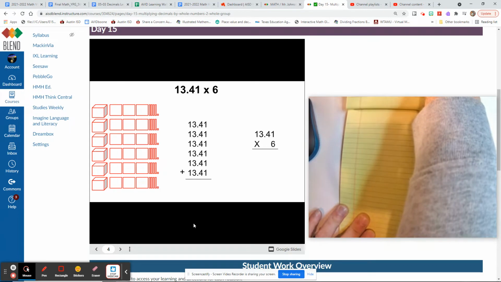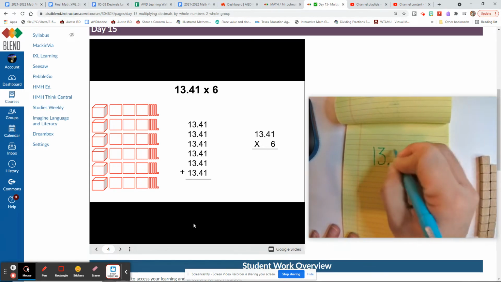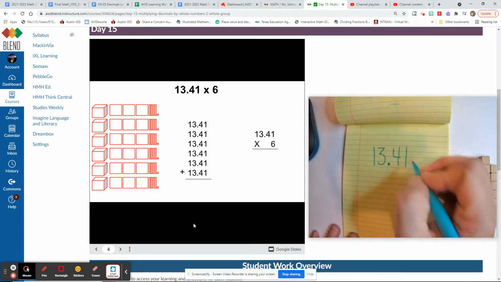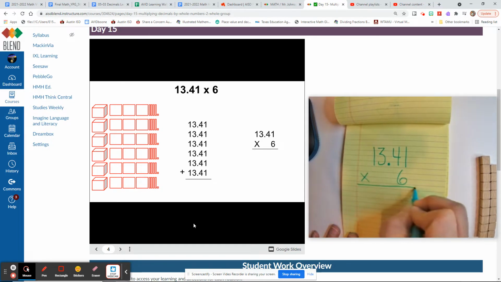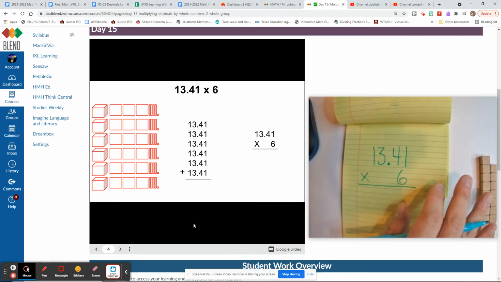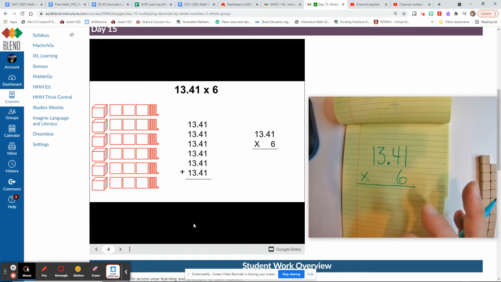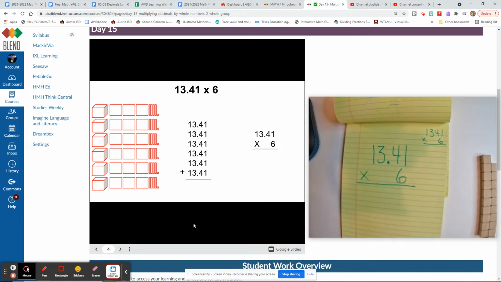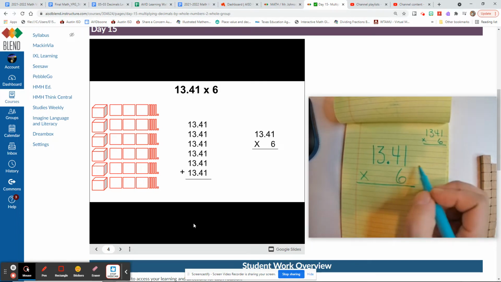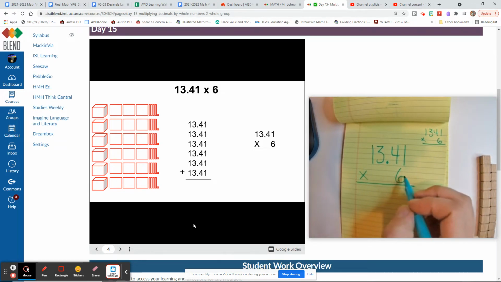Just start up here. We have 13 and 41 hundredths times 6. As you can see, we are not lining up the decimal points. We're not lining up the place values. I'm just basically pretending like this is 1,341 times 6. Set it up the exact same way. On both of these, I think my 6 is kind of a little too far to the left, but you get what I mean. All right, so now we're just going to solve it.